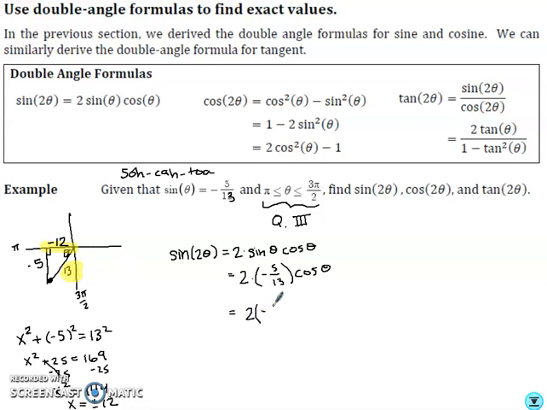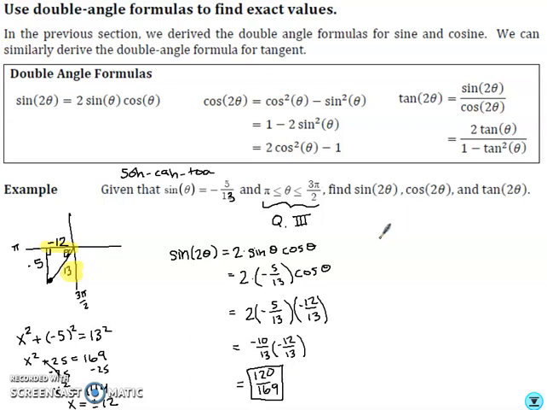So when I replace this for my cosine value, I've got 2 times negative 5 over 13 times negative 12 over 13. And now I'm able to simplify to find the value of sine of 2 theta. So sine of 2 theta would be negative 10 over 13 times negative 12 over 13, which would then be positive 120 over 169. None of these factors in the numerator or denominator have any that are in common, so I am unable to reduce this fraction.